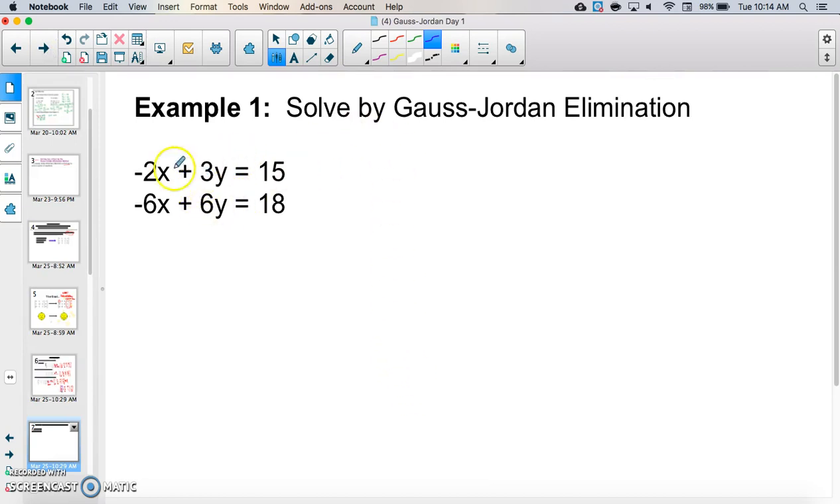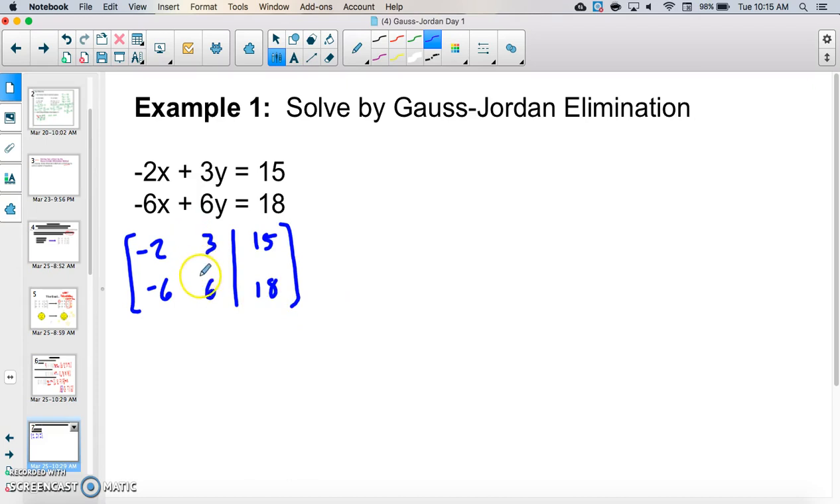If we want to solve this system by Gauss-Jordan, the first step is putting it in an augmented matrix. So you're going to start with writing negative 2, negative 6, 3, 6. You draw your bar and then write your answers.